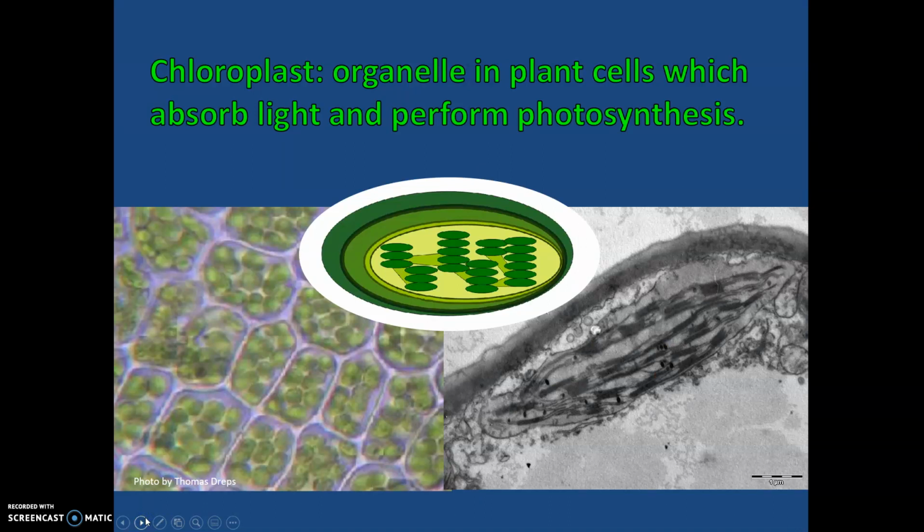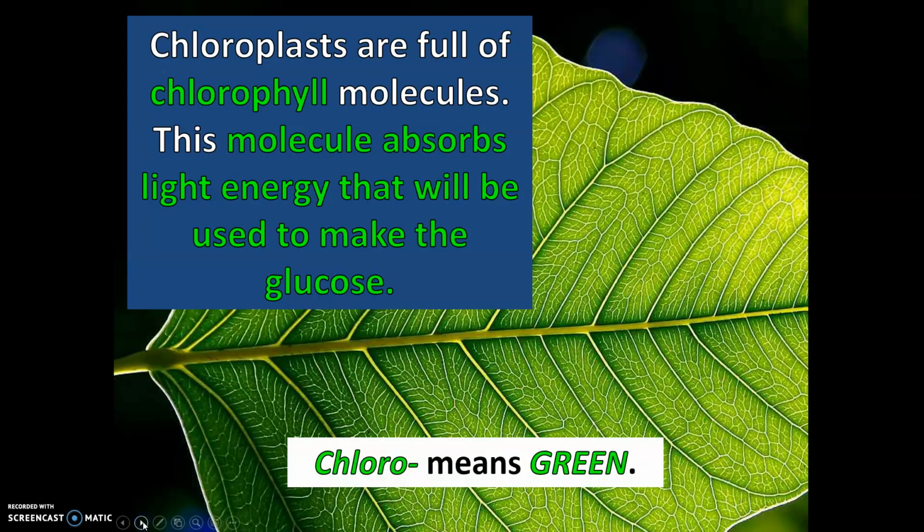Chloroplasts is the organelle in plant cells which absorb light and perform photosynthesis. And here we can see them right here, and then here's a model or diagram. The chloroplasts are full of chlorophyll molecules, and this is the molecule that will absorb light energy that will be used to make the glucose. Chloro means green.